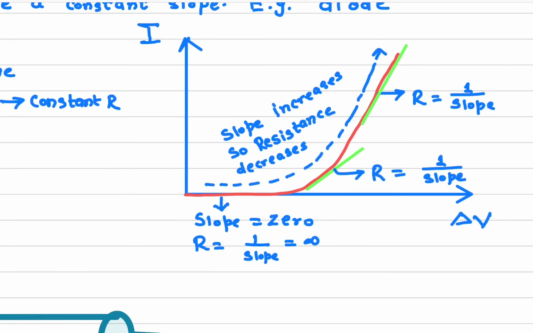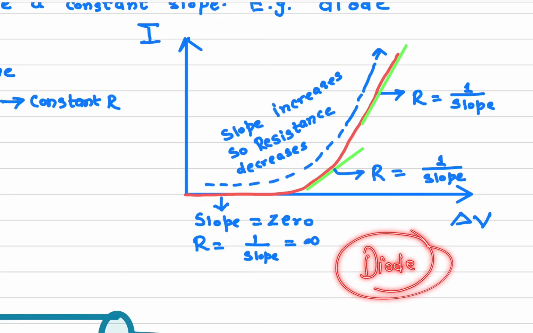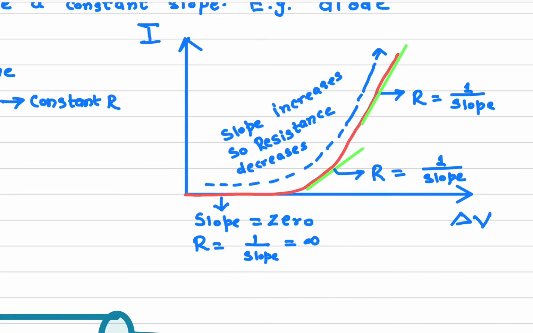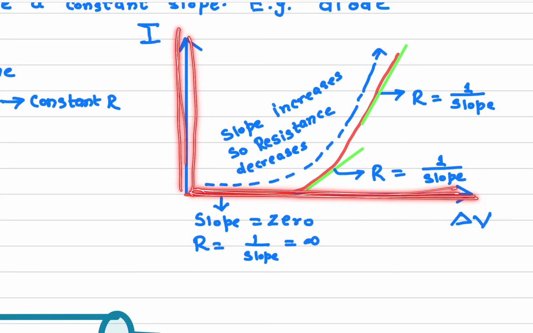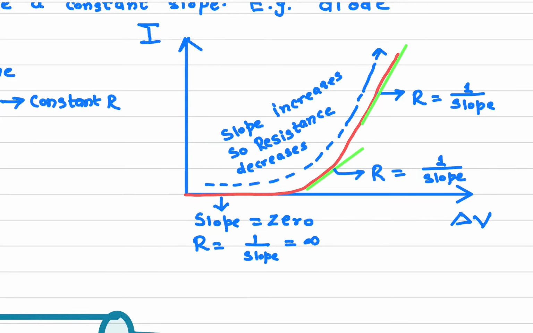For example, diode. I won't be able to describe what a diode is in this video. Maybe I will make another video on what a diode is. If we plot a graph of a diode with the potential difference along the x-axis and the current along the y-axis, then the graph will look like this one. This is not just a simple linear relationship. So this kind of material is called the non-ohmic material.